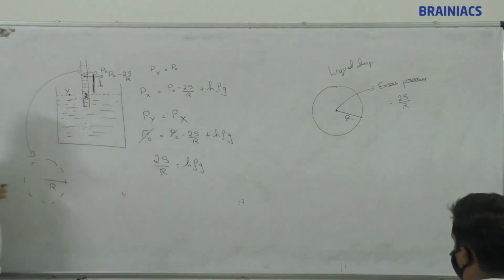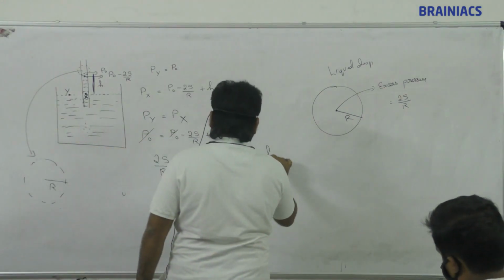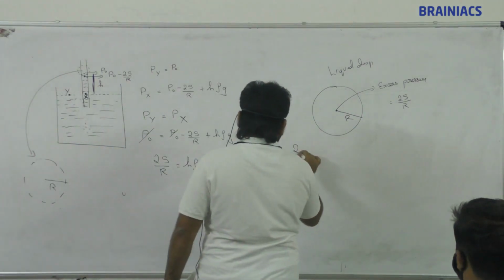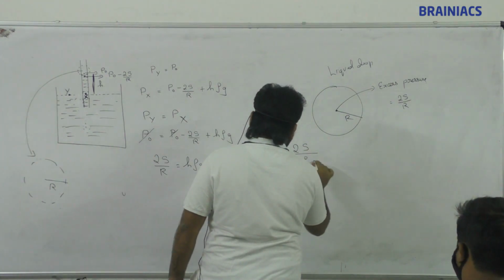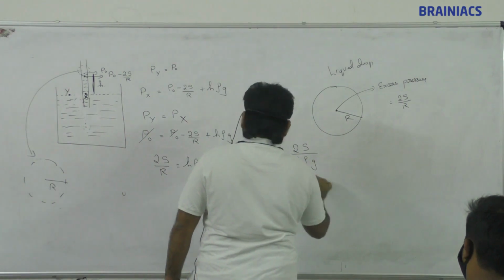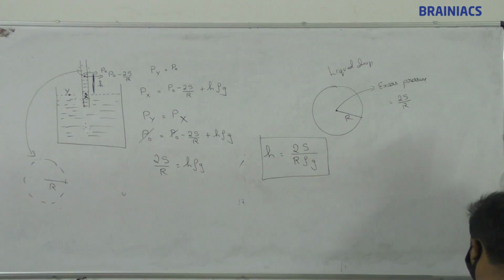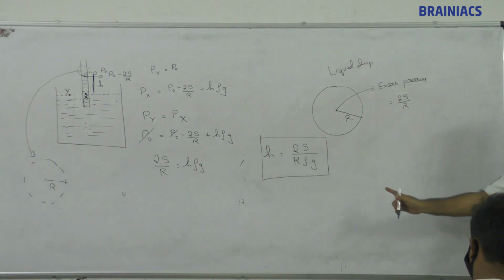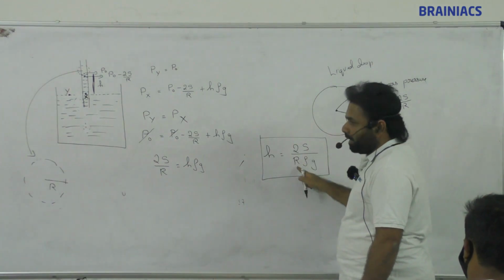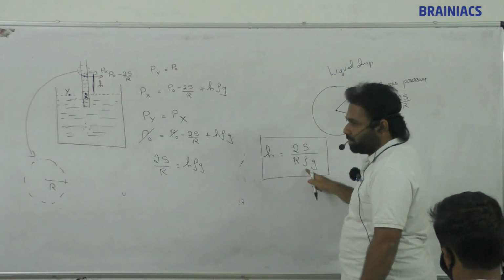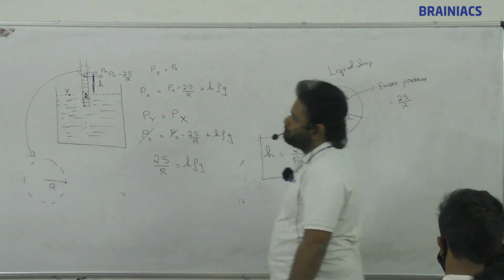This h is the capillary rise. So can we write h is equal to 2s divided by R rho g? Correct? So this is the formula for the capillary rise. It involves the surface tension, the radius of the meniscus, the density of the liquid, and g.